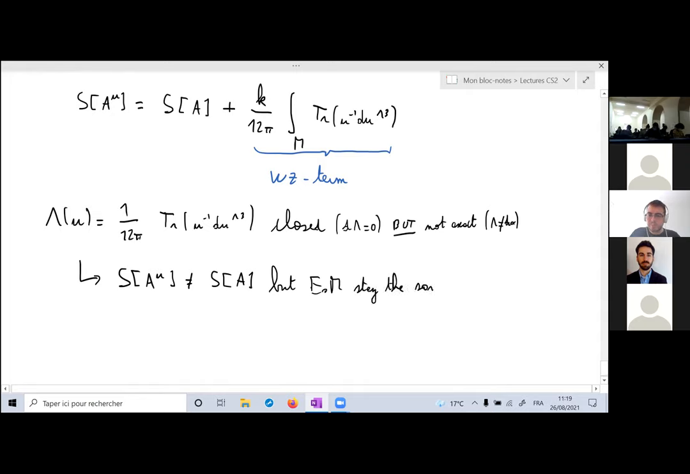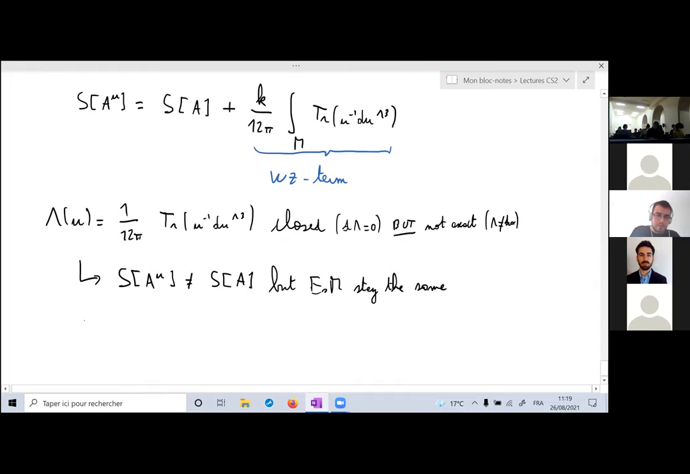And well, that is, of course, consistent with what you observed, because we checked explicitly that the equations of motion were gauge invariant. And this is just because, although the actions are not the same, in the end the equation of motion that they derive from there is the same.